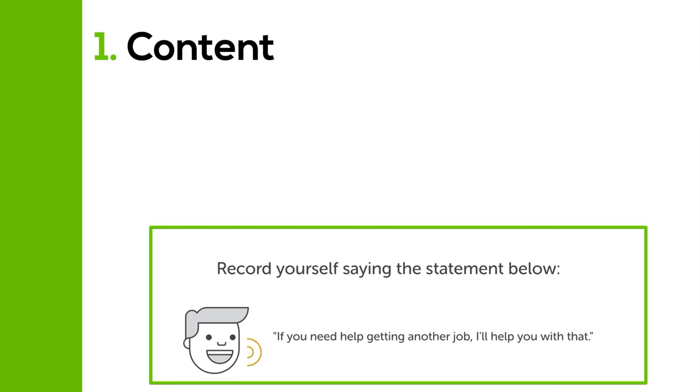So for content, it's quite simple. You simply just have to read exactly what's written down. However, some students make mistakes. So these are my tips. I call them the 3 don'ts. First, don't add words. Sometimes, for some reason, students, when they're reading this, they actually add an extra word. If you do that, you will lose points for content. For example, some student might say, if you need help to get in another job, I'll help you with that. So avoid adding extra words.